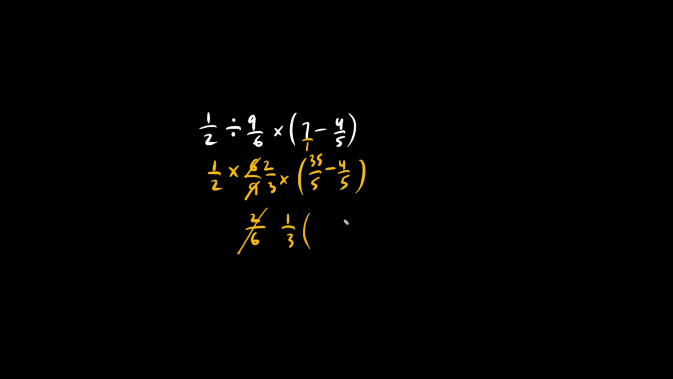And we're multiplying by this expression here. 35 minus 4 is 31/5. Multiplying across, we have 31/15.